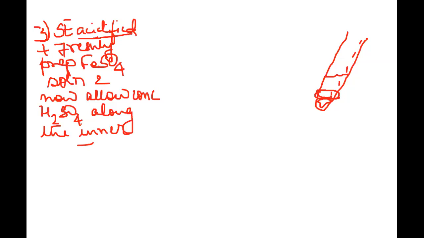All right. So in the observation column, you will see a brown ring is observed at the junction of the two liquids. Brown ring is observed at the junction of two liquids. In the inference column, you will write nitrate ions confirmed.